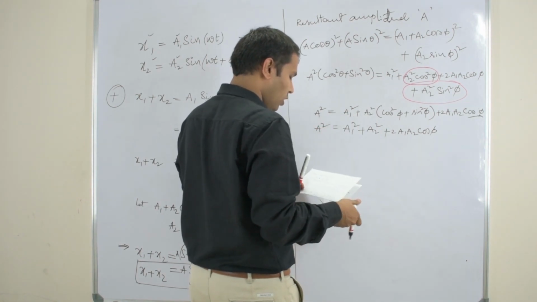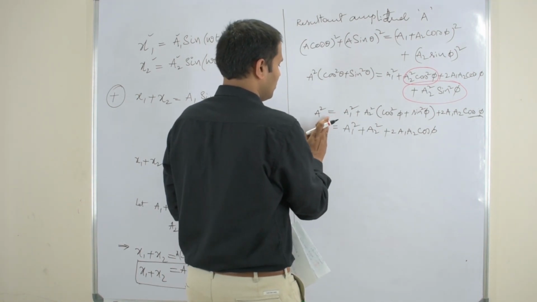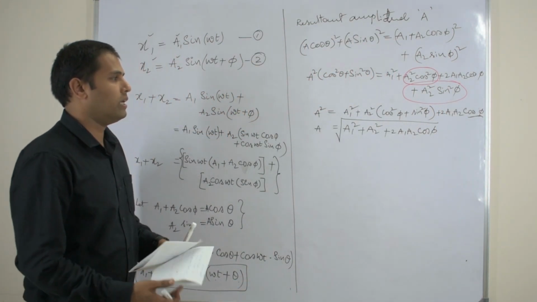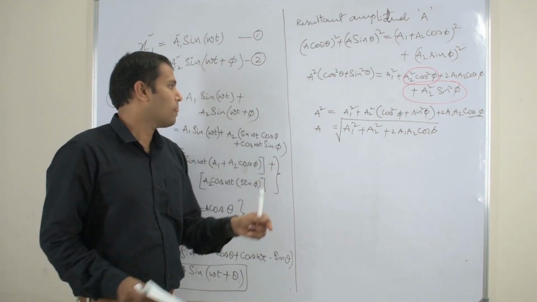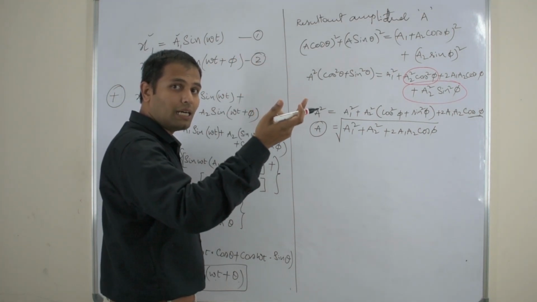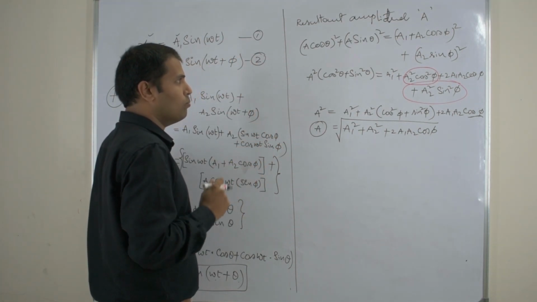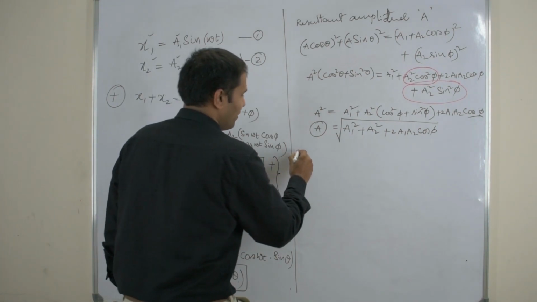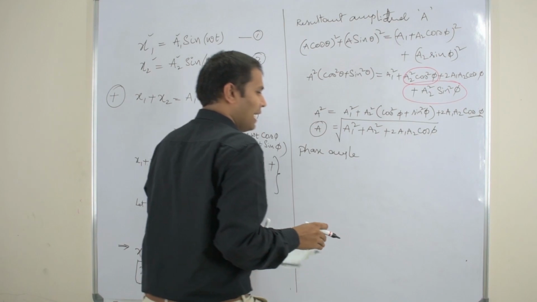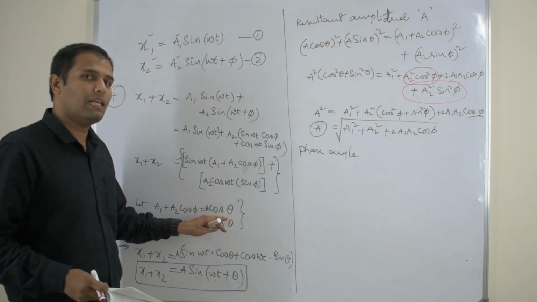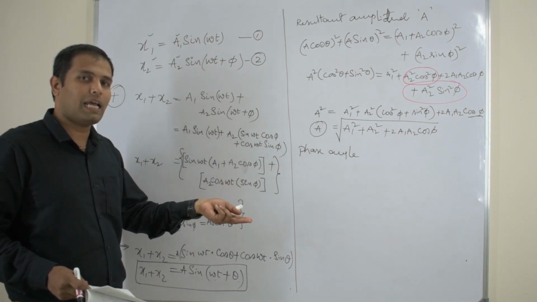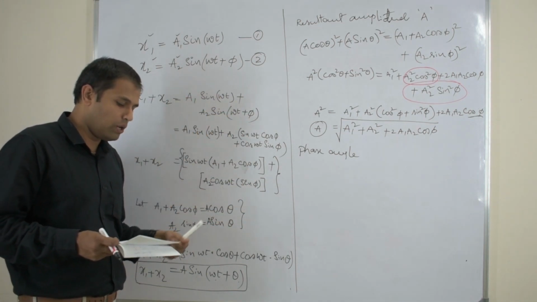So what is this? A square. If you want A, you can take the under root of it. So what is this? This is the amplitude of your resultant simple harmonic motion. Now you want to find out the phase angle. So how can you calculate the phase angle? Here theta is the phase angle for the resultant simple harmonic motion.